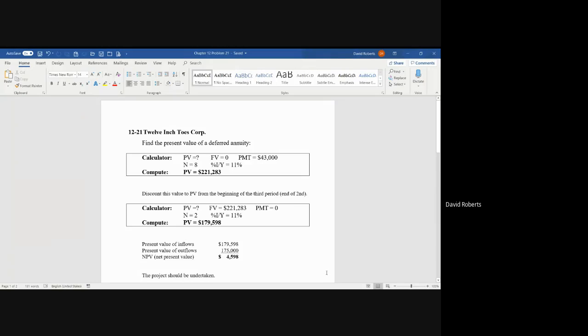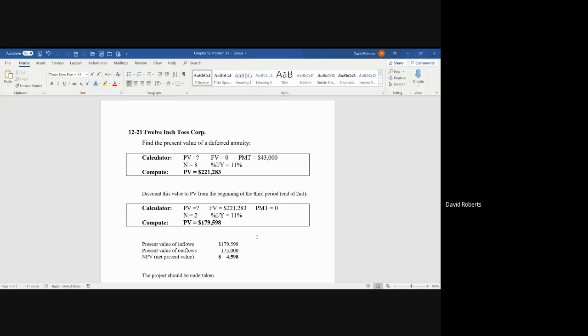Chapter 12, problem number 21. I'm going to show you two ways to do this. One is how you probably would have learned how to do it in BMAT class. And in this particular case, you have to be careful because this is a deferred annuity. When I taught BMAT, deferred annuities always cause students a lot of problems.